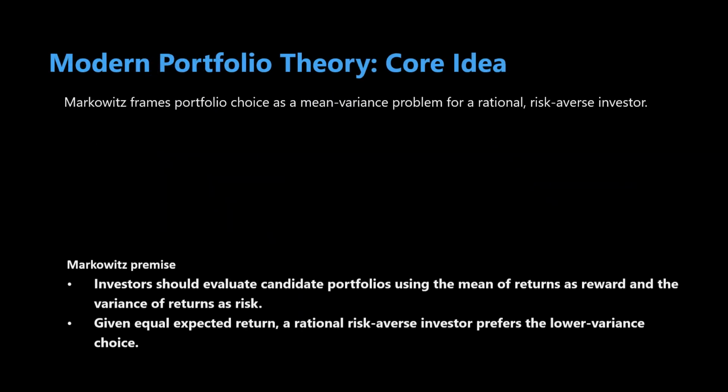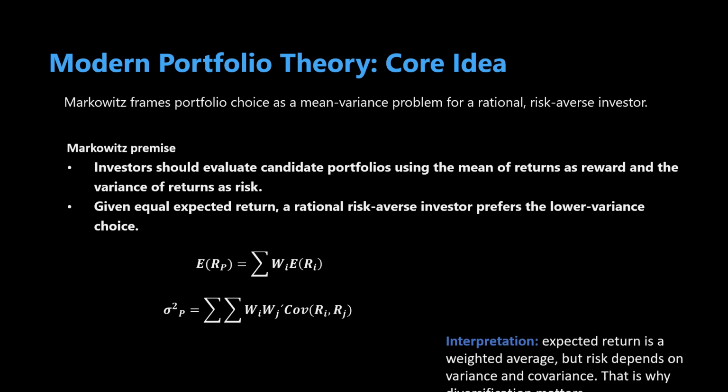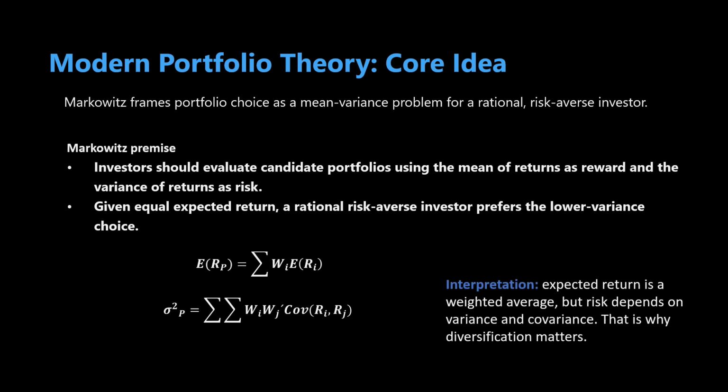Let's begin with the intellectual foundation. Harry Markowitz, writing in 1952, proposed something that seems obvious in hindsight but was genuinely revolutionary at the time. That is, investors should not evaluate assets in isolation but in portfolios. The Markowitz premise is simple. When choosing between portfolios, a rational risk-averse investor should use two statistics: the mean of returns as the measure of reward and the variance of returns as the measure of risk.